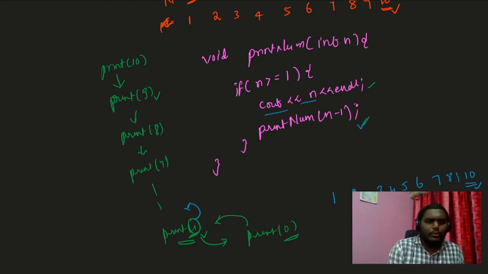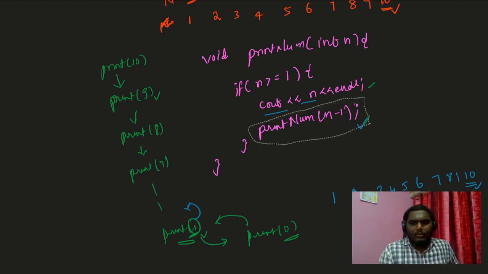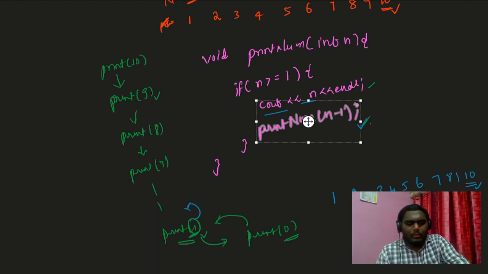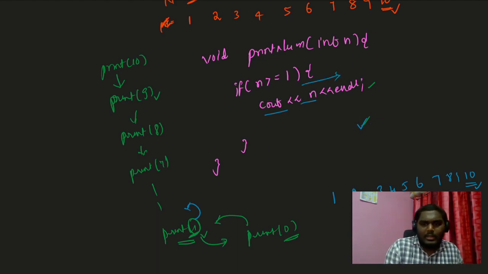So what we need to do? Instead of writing this here, we'll just copy. It's doing a print of n minus 1.